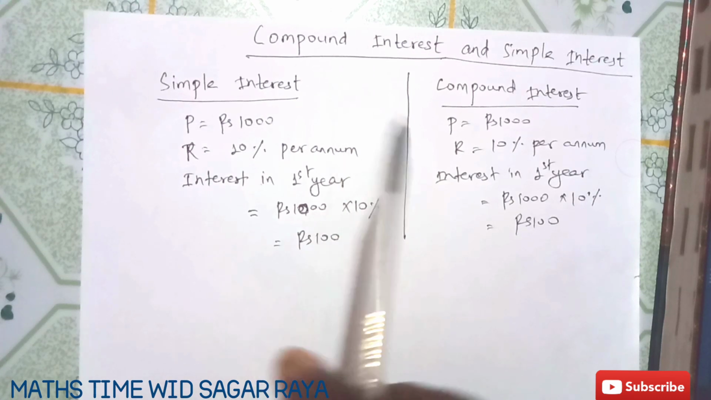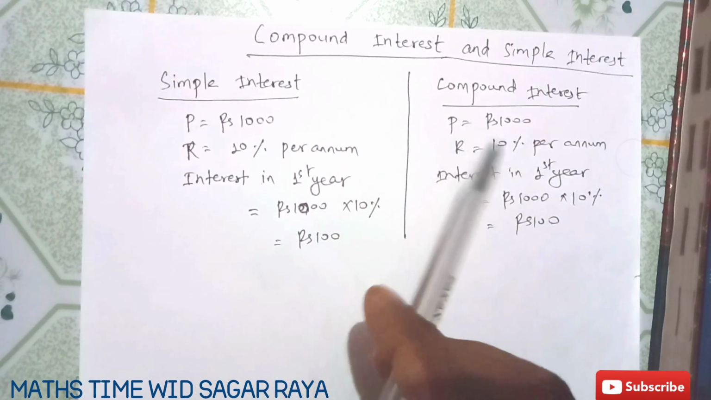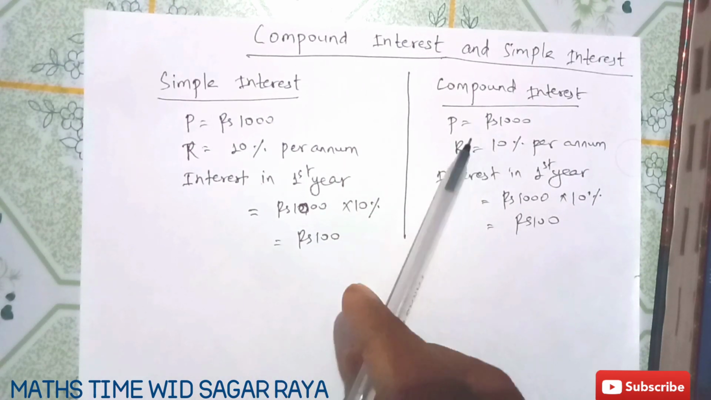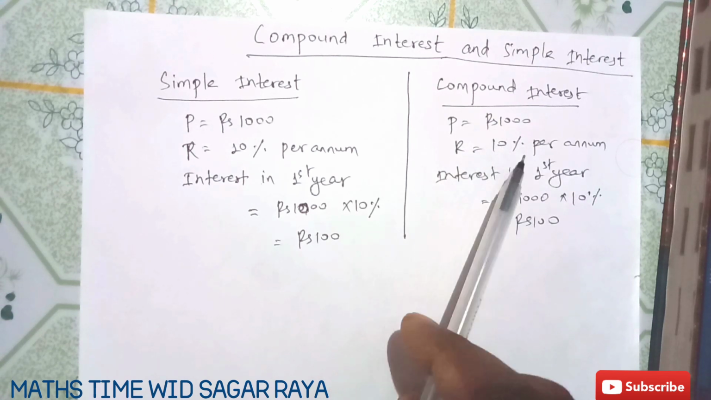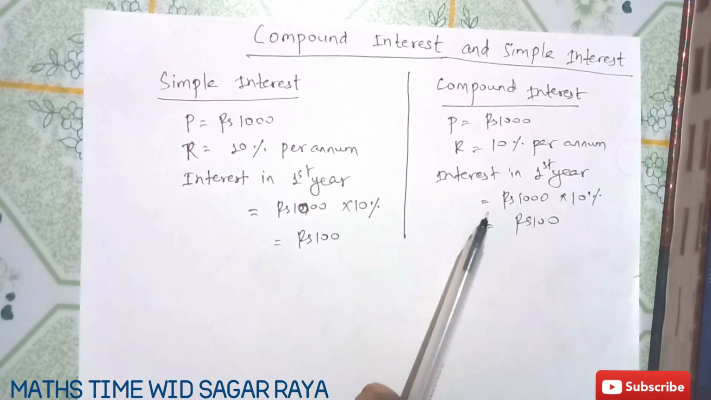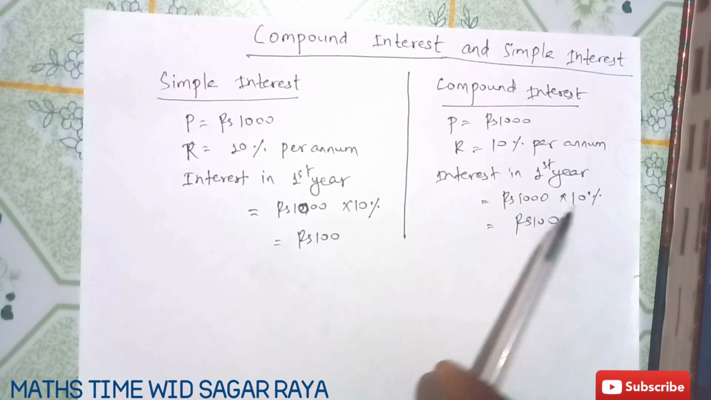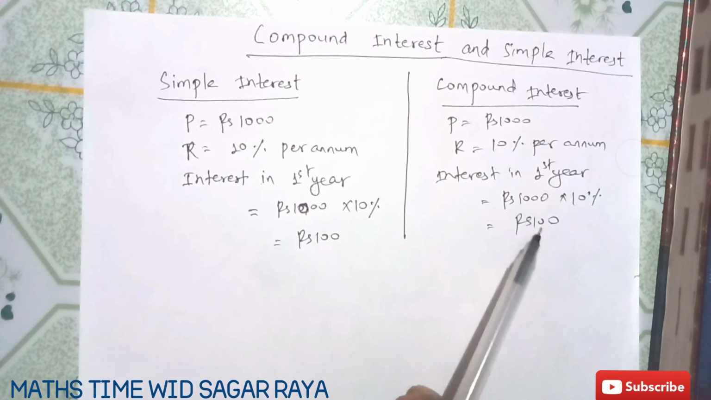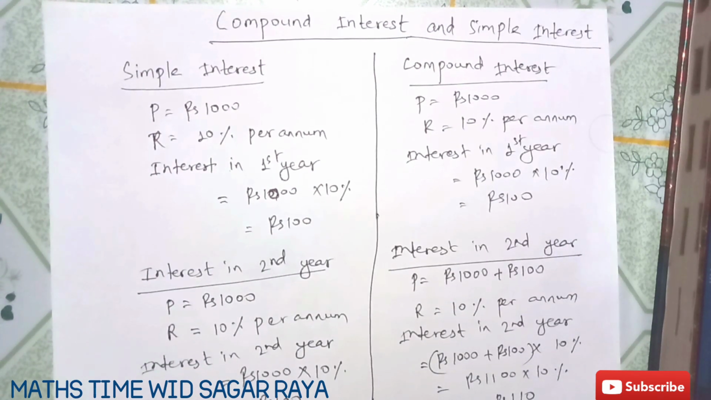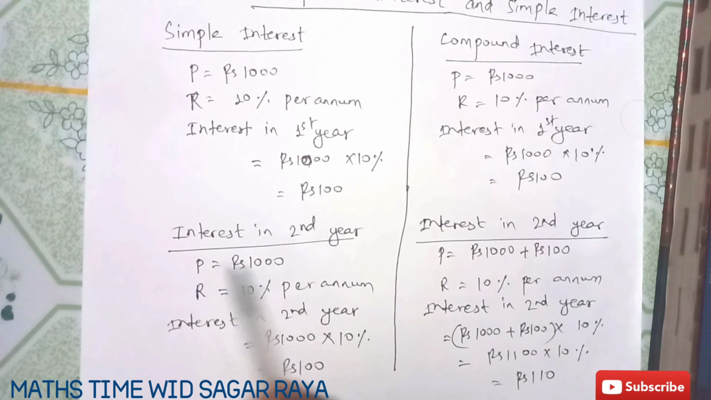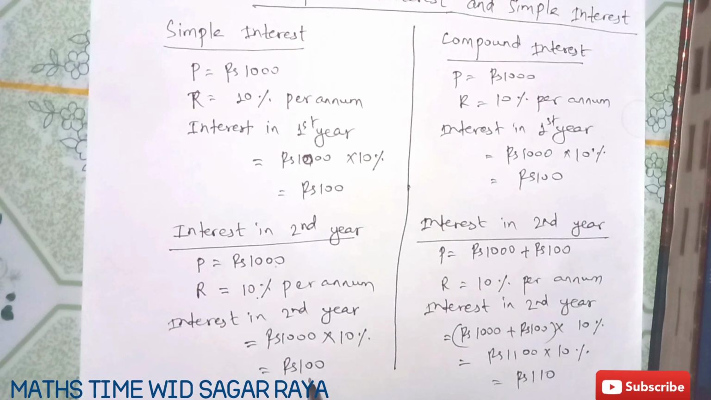But in case of compound interest, when principal is rupees 1000 and rate is 10%, interest in first year will be rupees 100, rupees 1000 into 10% is rupees 100. Now when you come to second year, in simple interest you can see principal is rupees 1000, rate is 10% per annum, interest in second year is also rupees 1000 into 10%, that is rupees 100.